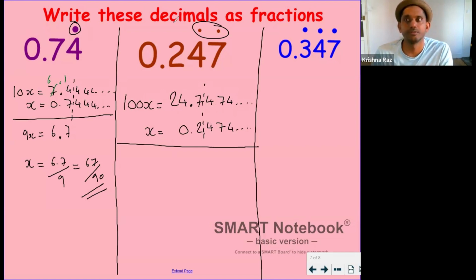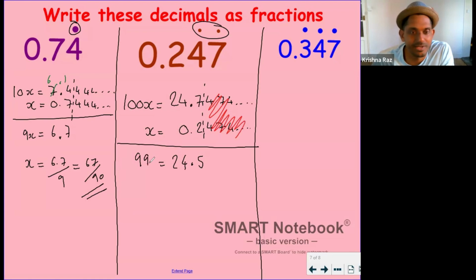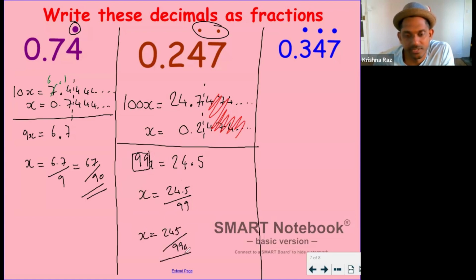So it's at that point that we want to cancel. So these will cancel. And we will have 7 take 2 is 5, 4 take 0 is 4, 2 take 0 is 2, 100x take away x is 99x. So x must be 24.5 divided by 99, and therefore x is 245 divided by 990. Because I times top and bottom by 10 to get rid of the decimal.